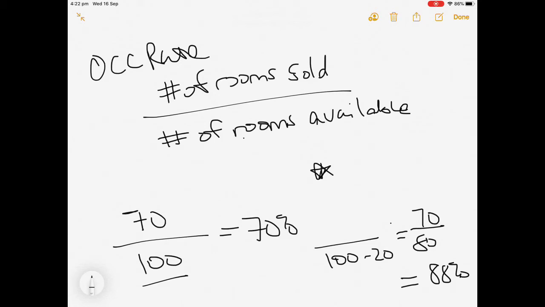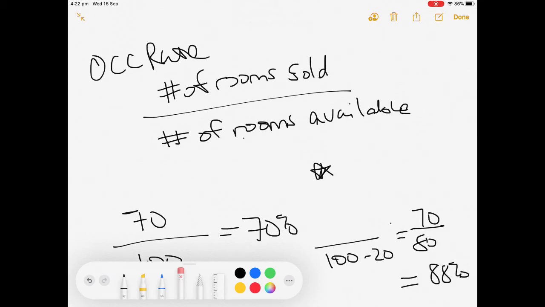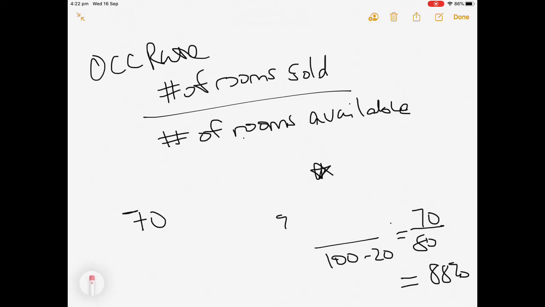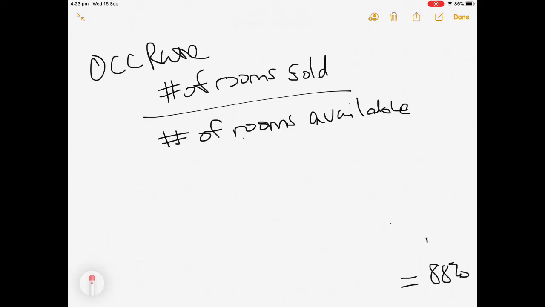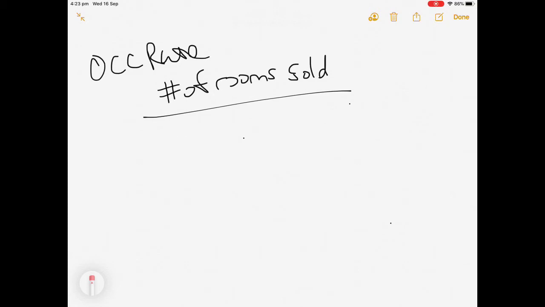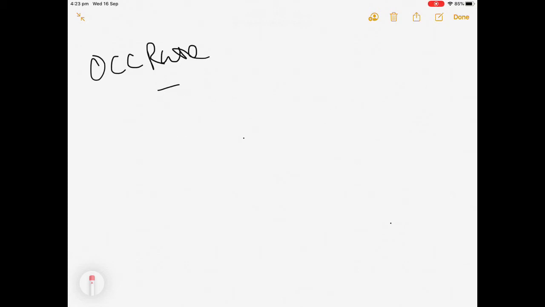The reason that we care about occupancy rate, there's a few different reasons here. One is because occupancy rate makes it a lot easier for us to compare ourselves to our competitors, okay? So for instance, in the hotel industry, you'll never hear a hotel manager say to another hotel manager, oh, how many rooms did you sell last night? They don't care. What they care about is the occupancy rate.